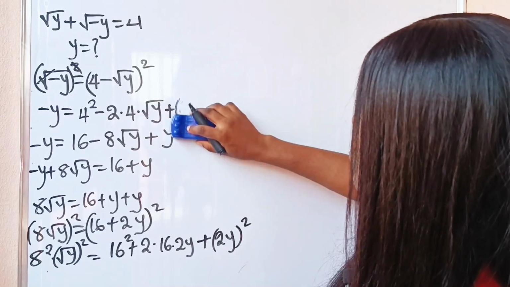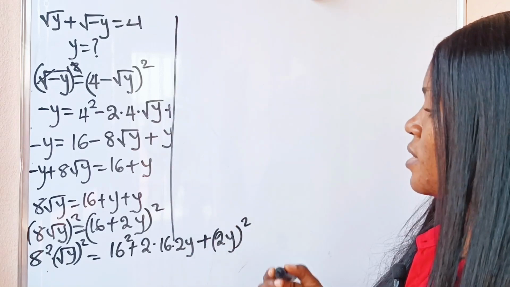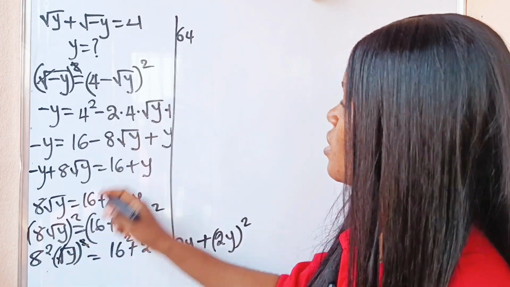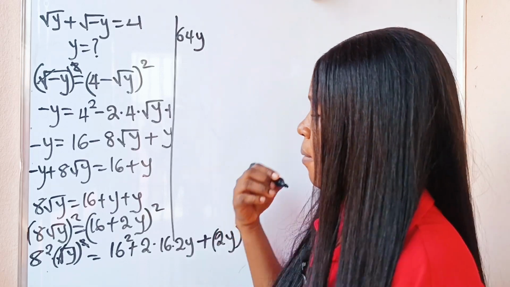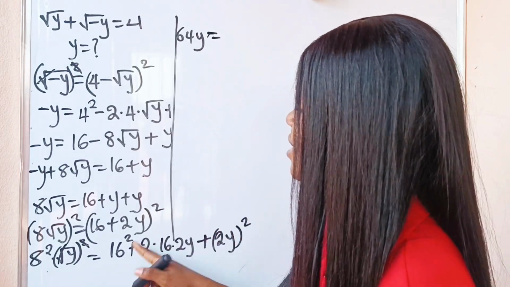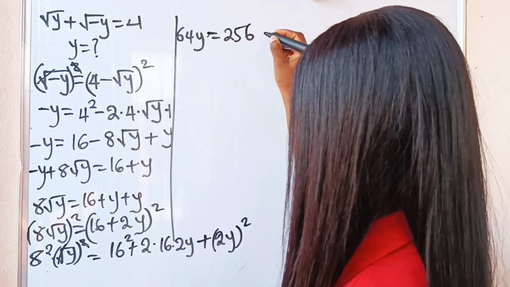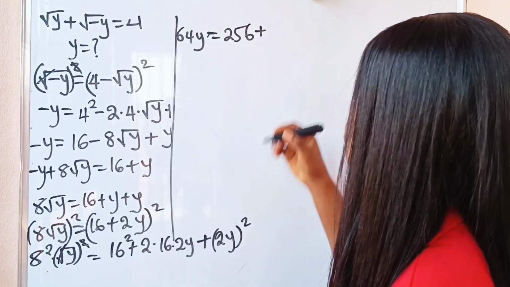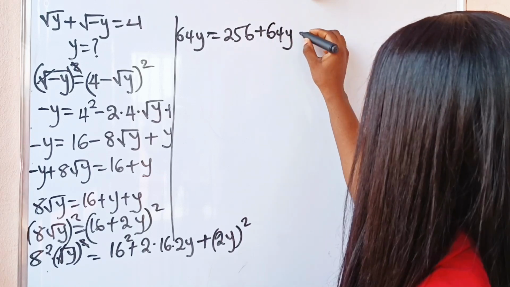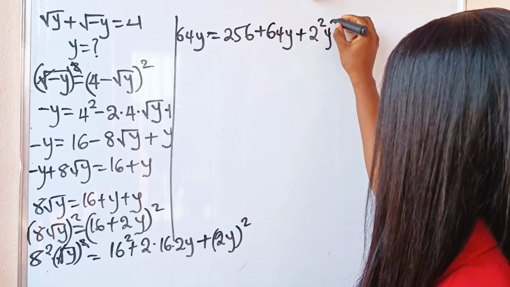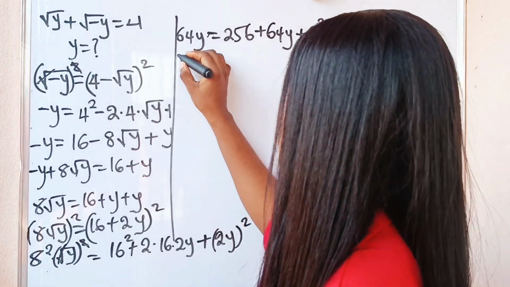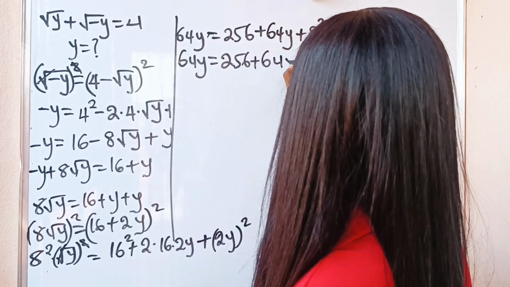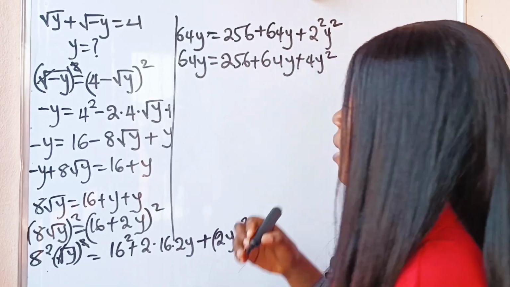All right, permit me, because I need more space. So 8 squared will give us 64. This we cancel, we have y. So we have 64y is equal to, now 16 squared is 256, right? Then plus 2 times 16 will give us 32. 32 times 2 will give us 64. So we have 64y here plus 2 squared multiplied by y squared. So we have 64y is equal to 256 plus 64y plus 4y squared.